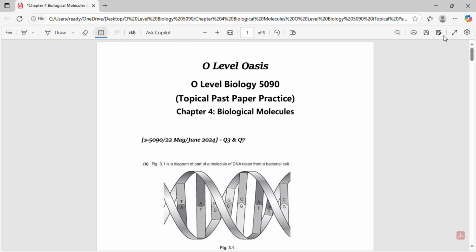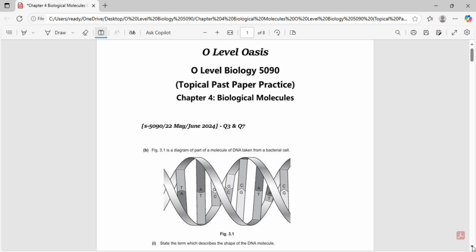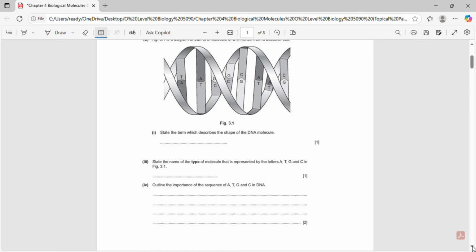So, without wasting any time, let's jump right in. All the references you need are provided above each question, so let's take a look at our first question together. It says, Figure 3.1 shows a diagram of a part of a DNA molecule taken from a bacterial cell. Here, you can see the diagram showing a section of a DNA molecule. Now, the first part of the question asks us, state the term which describes the shape of the DNA molecule.